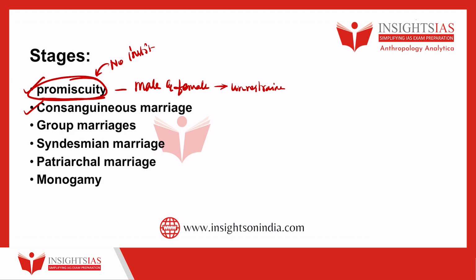In this stage, there was prevalence of endogamy among blood relatives. So in this consanguineous stage, there is endogamous practice among the blood relatives. Probably then they realized the harmful effect of endogamy. So he says the consanguineous marriage gives rise to group marriage.